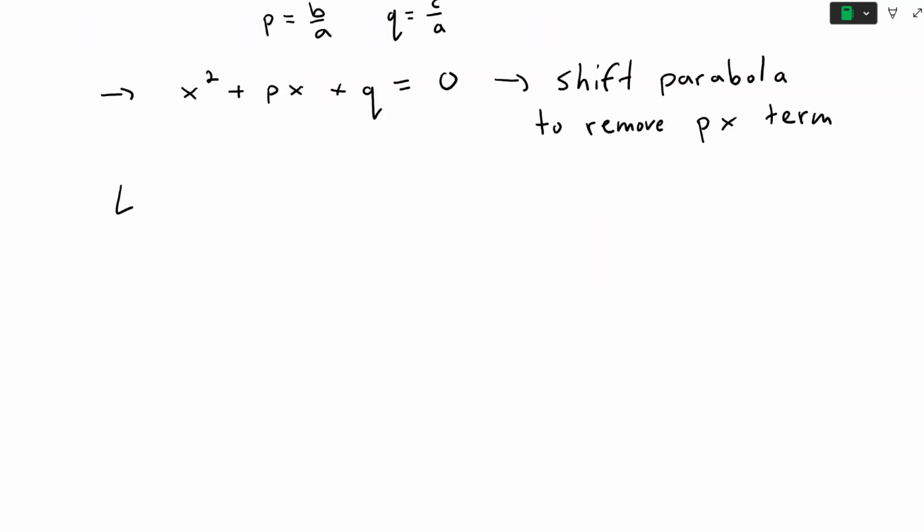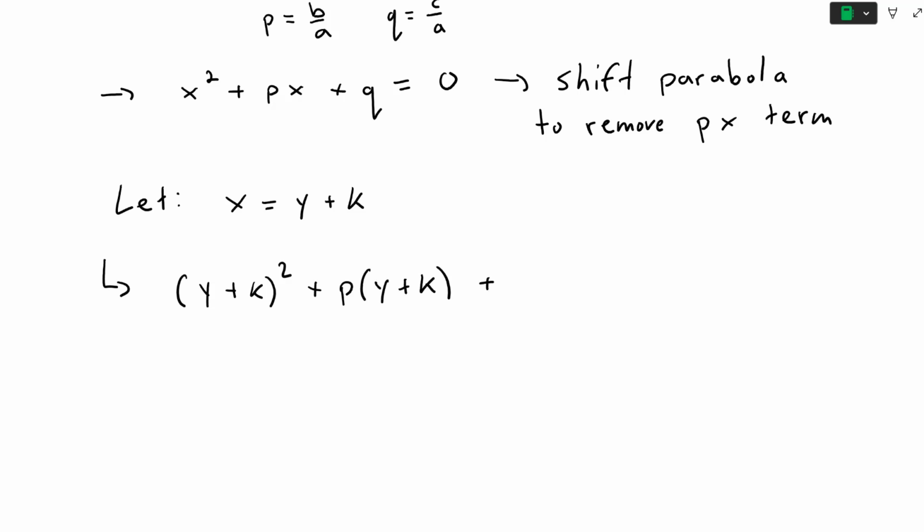To do that, we will let x equal y plus k, so we're just shifting it by constant k. Plug all this inside. The x squared will now be y plus k squared. The next one, px, is going to be p times y plus k. And the next one is q equals 0. Now we could expand these out, but all that matters is just the y, k, and py terms. But I'll just do the entire thing for completeness.